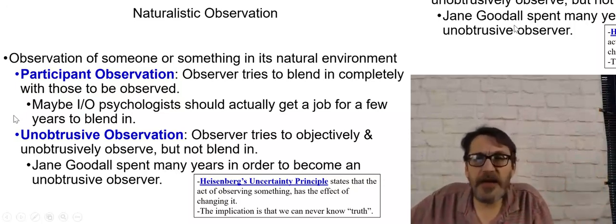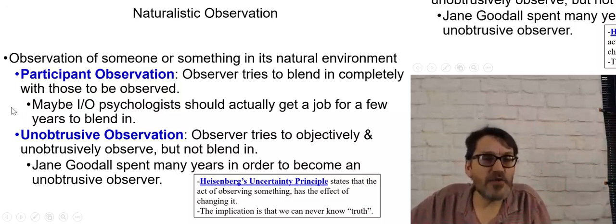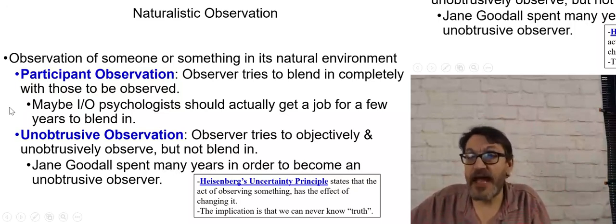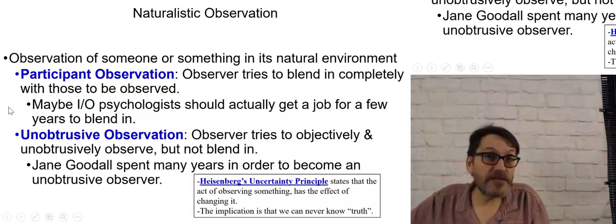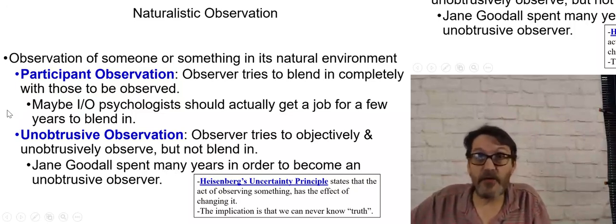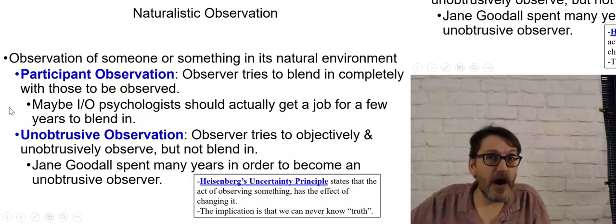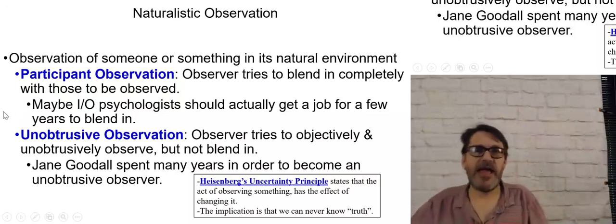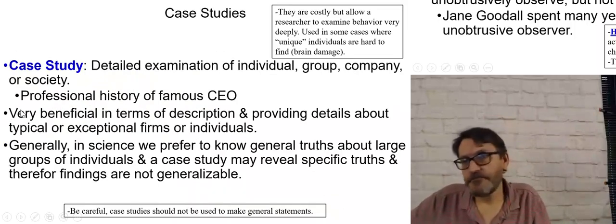But you can also do participant observation. An IO psychologist that wants to truly understand a factory can get a job for a couple of months, blend in, see what's happening, figure out what the social dynamics are, and then come out and use that work.